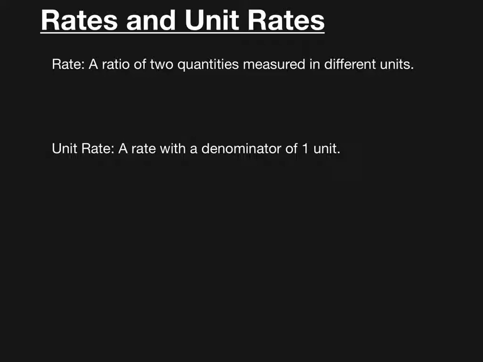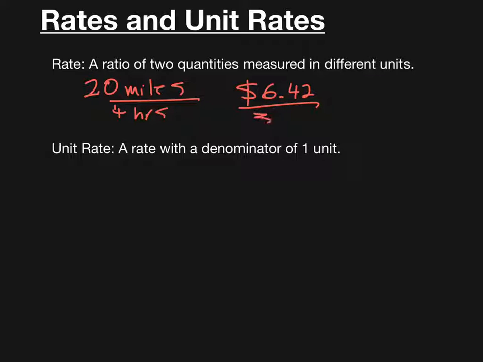To recap from what we saw in class today, a rate is a ratio of two quantities measured in different units. So it's the type of thing that could be 20 miles over 4 hours. Okay, that would be a rate because the units are different, miles and hours. It could be $6.42 for 3 pounds. Okay, two different units. That could also be a rate. It could also be 350 calories for 28 chips. This is also a rate because we have two different units, calories and chips.